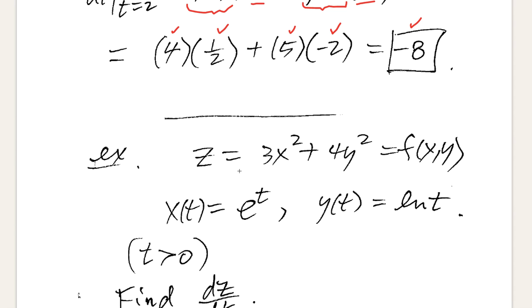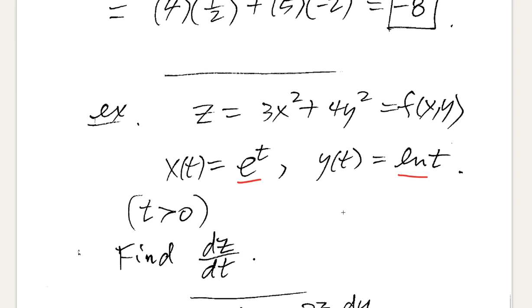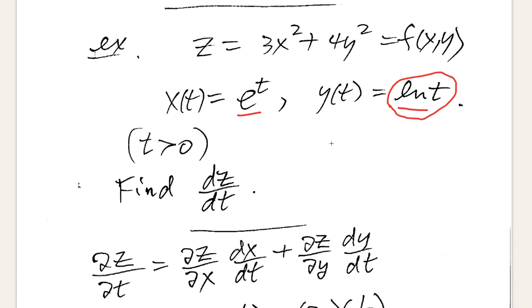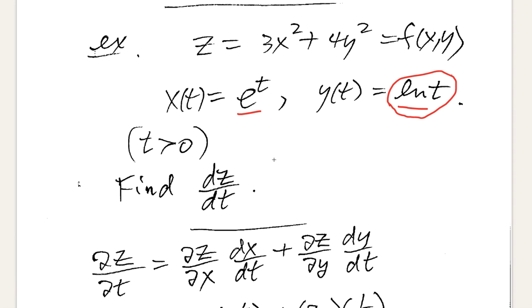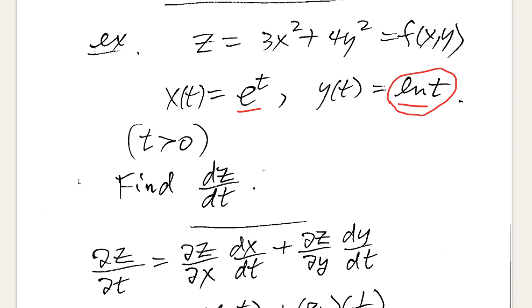So for example, suppose that z is f of x, y, which is 3x squared plus 4y squared. x of t is e to the t, and y of t is the natural logarithm of t. I'm having t be greater than 0 here, so this natural logarithm function exists and is differentiable for t greater than 0. You can see all these functions are then differentiable. Find the derivative of z with respect to t.